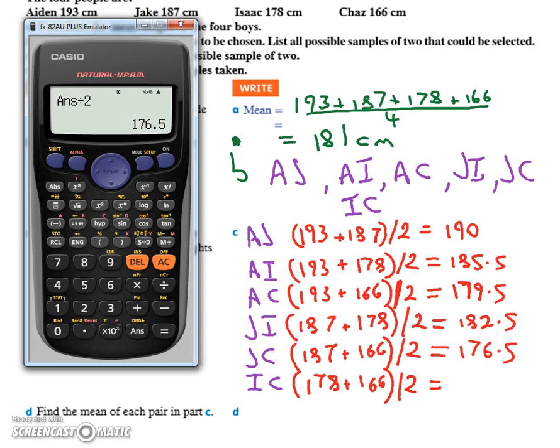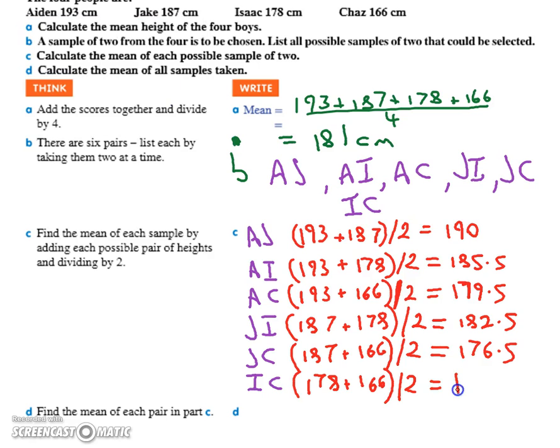Okay, I'm up to my last one. That's 172. Okay. So that's the 6 of them. Everyone happy with that? Just have a look at them in comparison to the mean that we found, the population mean. There's a couple that are reasonably close. There's a couple that are a fair way out. That's fair enough. You'd get that with means.